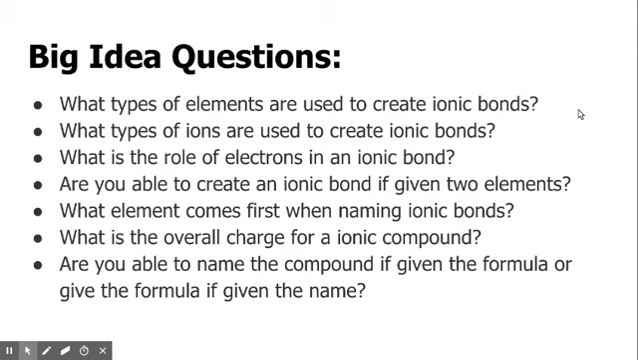Are you able to name the compound if given the formula, or if given the name, are you able to write the formula? So the big one here is this bullet. Are you able to create an ionic compound if given two elements? On your assessment, you need to be ready to do this and not only create it, but also to provide evidence that you did that. So some sort of proof.